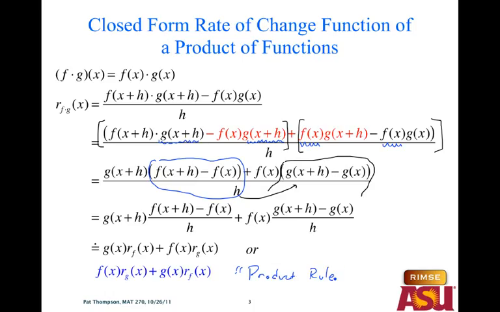Again, it's not the rate of change of the first times the rate of change of the second. There's a little bit more to it here. It's the first, f, times the rate of change of the second, plus the second times the rate of change of the first. So whenever you have the product of functions and you want its rate of change function, you have to use this rule.